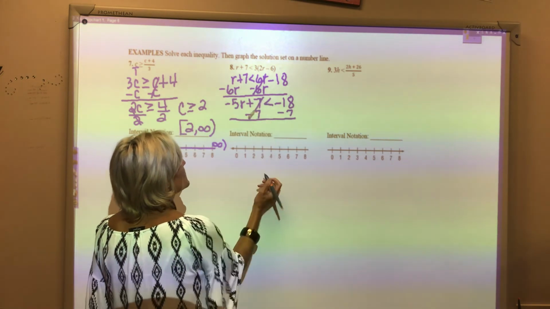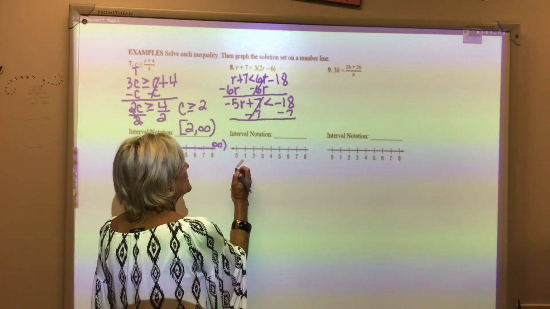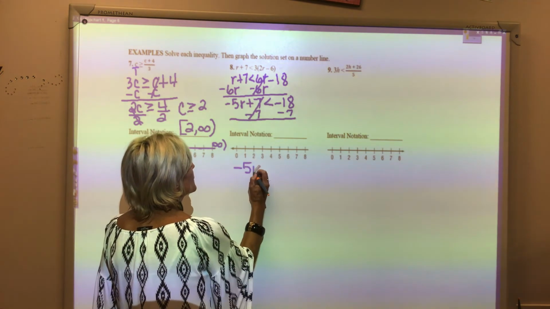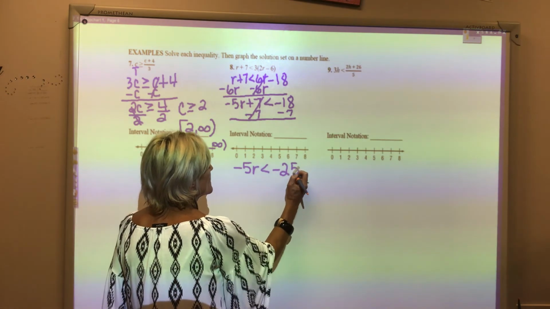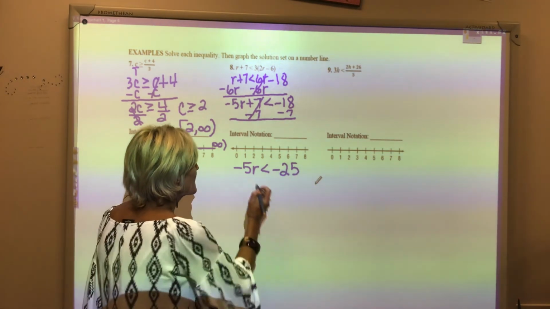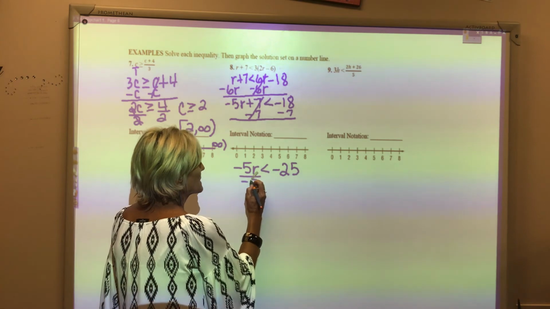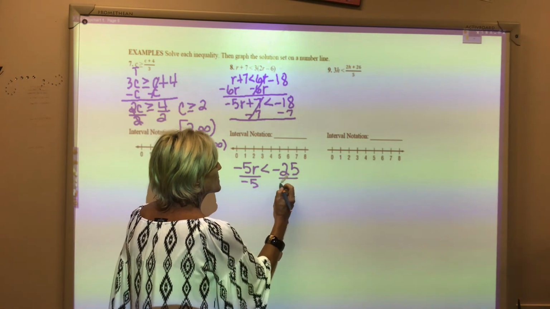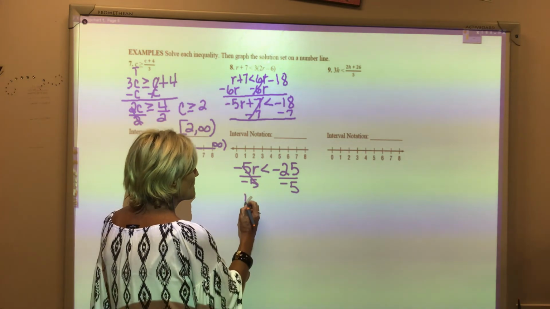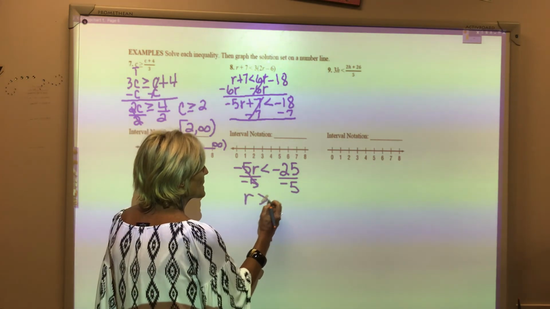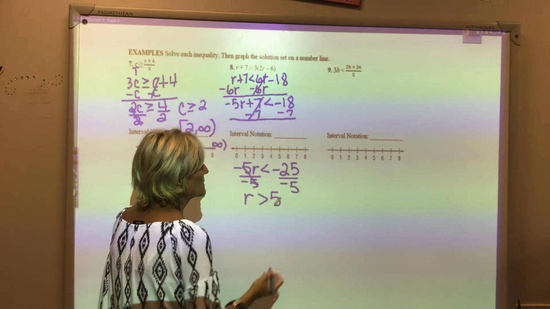And I'm going to carry my work down here. Negative 5R is less than negative 25. Now I'm dividing by a negative 5. So I need to remember to flip my inequality around, and we will have that R is greater than 5.